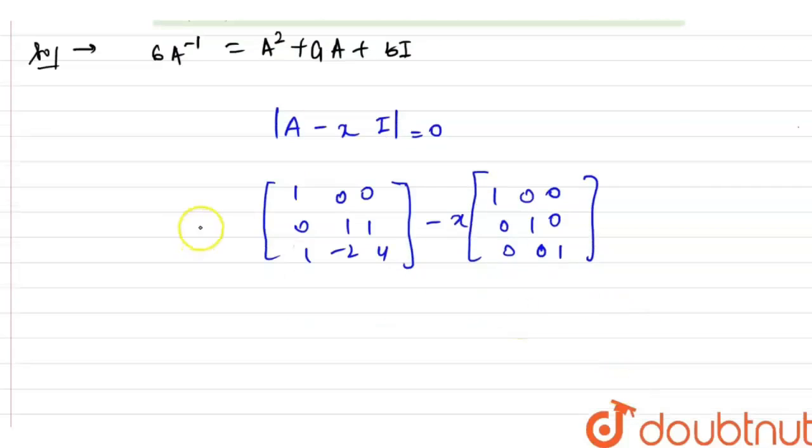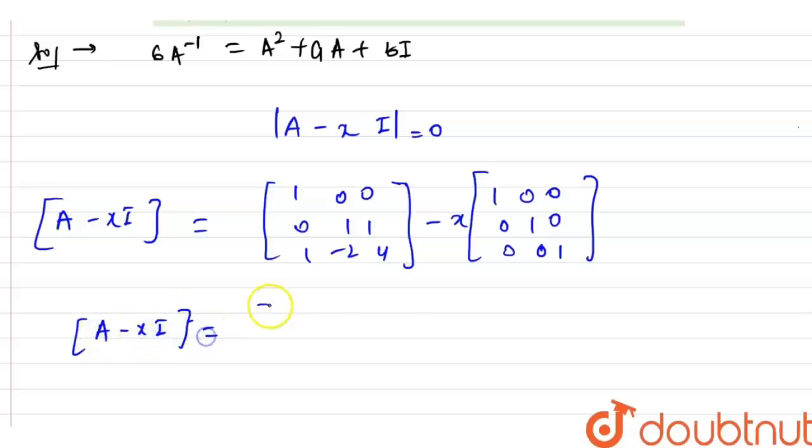Now this is my A minus XI. I'm finding first A minus XI. So my A minus XI will become, on subtracting this, I can multiply this thing inside. So it will be 1 minus X.